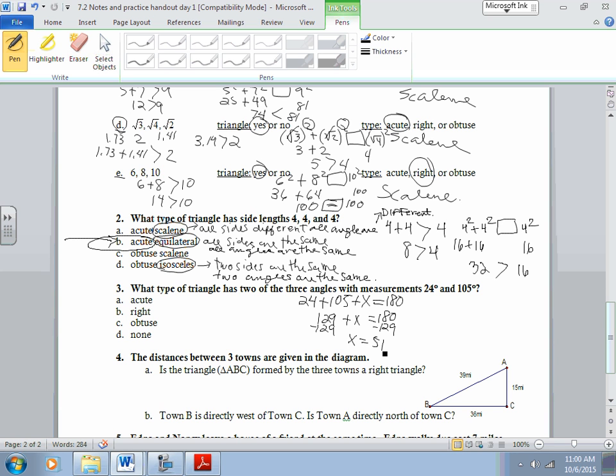Are all those angles less than 90? One of them is 105, so that's bigger than 90, so it's not acute. Are any of them 90 degrees exactly? No, so it's not a right. Is one of them bigger than 90? Yeah. Obtuse.